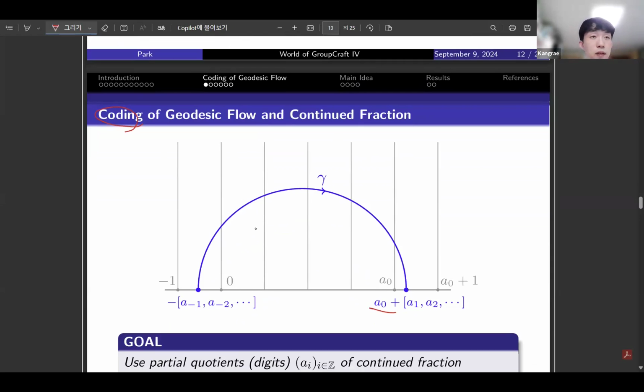Please look at the picture. The geodesic gamma is given on the hyperbolic plane, and assume that this geodesic is not a vertical line, so it should be a half circle perpendicular to the boundary. There are two limit points on the boundary. Well, you can think of these as the two intersection points on the picture. The left point is called the initial point.